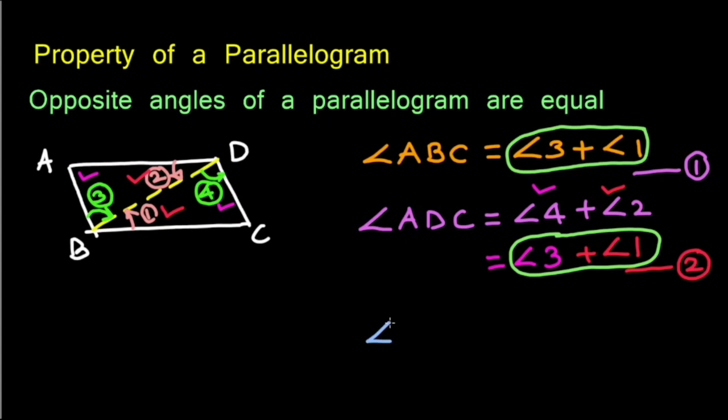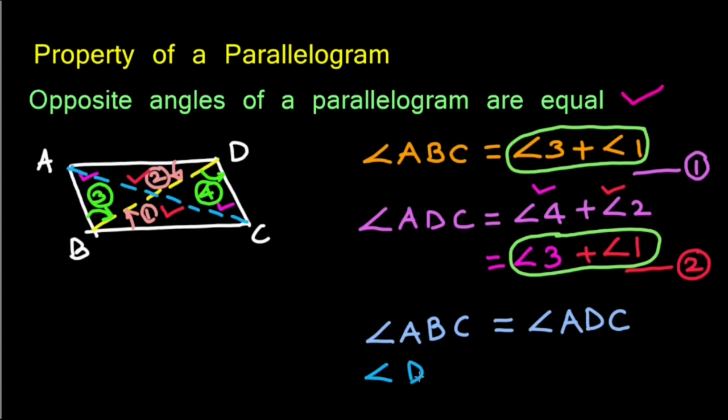So we write angle ABC equals angle ADC. So therefore we can say that opposite angles of a parallelogram are equal. On similar lines, we can also prove by drawing diagonal AC that angle DAB equals angle DCB.